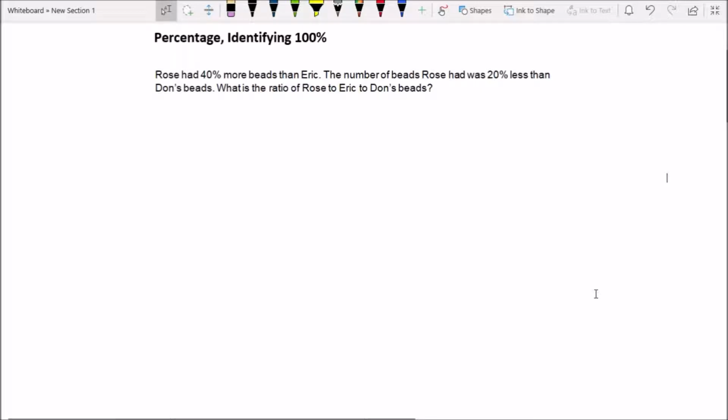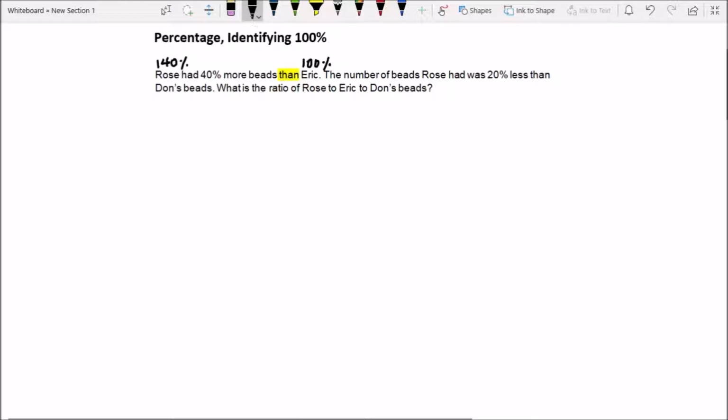Let's try some examples. This question says that Rose has 40% more beads than Eric. Here, it is not clear who has the original amount. Should Rose be assigned 100% and Eric 60%? We can rely on the word "than", in this case. Recall that the item appearing after this word should be taken as 100%. So Eric should be the one who is assigned 100%. Since Rose has 40% more, then she should be assigned 140%.